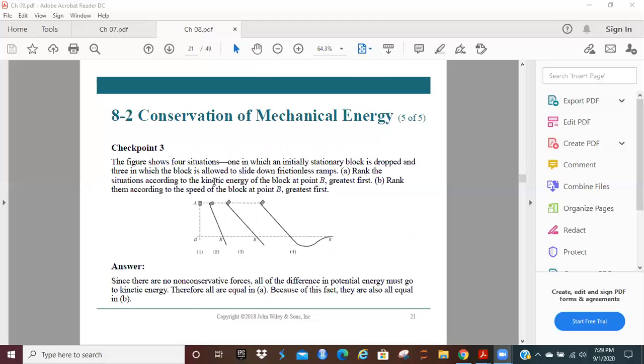So let's take a look at this. This figure is showing 4 different situations. One in which an initially stationary block is dropped, and 3 in which it slides down some sort of incline. So let's rank the situations according to the kinetic energy of the block at point B, greatest first. And then part B, rank them according to the speed of the block at point B, with the greatest first.